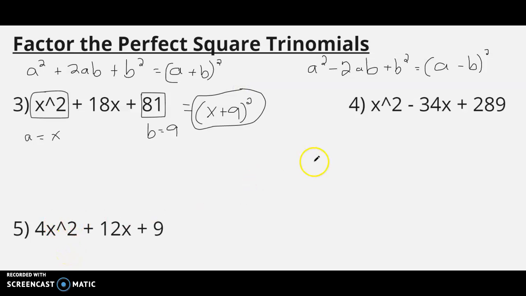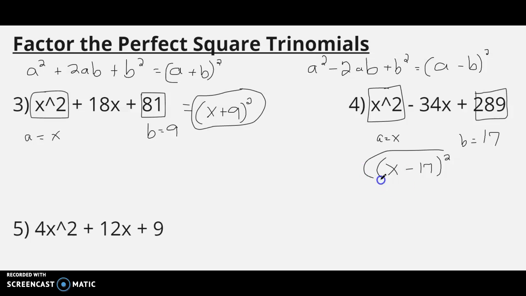Alright, let's try it again here with number 4. Look at your perfect square here, 289 is a perfect square. The square root is 17. Notice the format though. This time there is a minus, so it's going to follow the formula x minus 17 quantity squared. That's how number 4 factors.